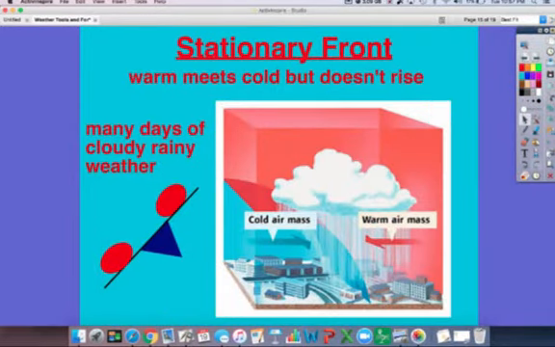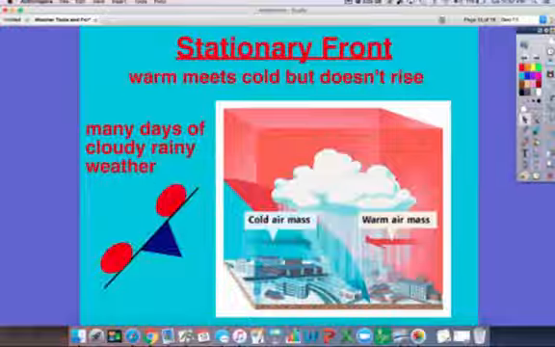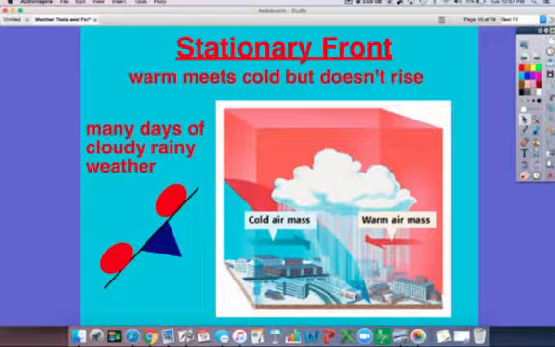Let's look at a stationary front. A stationary front is almost like two equally matched air masses. We've got a cold air mass and a warm air mass. And it doesn't really matter which one's on which side. It's like they're playing tug of war.